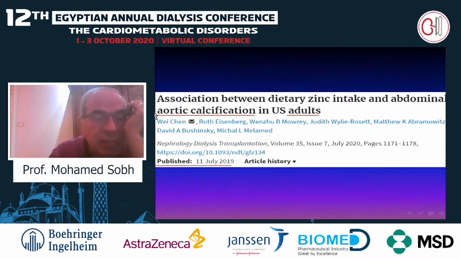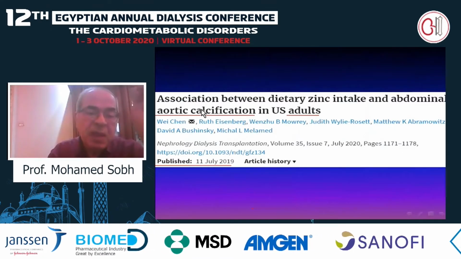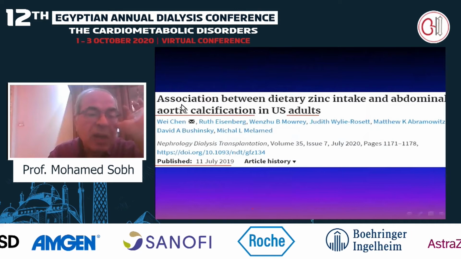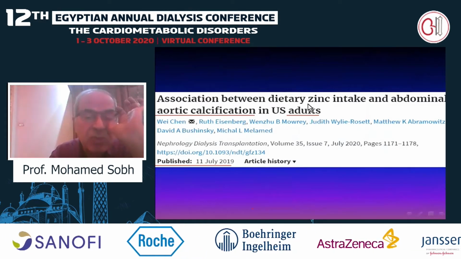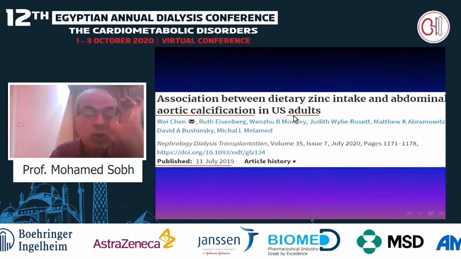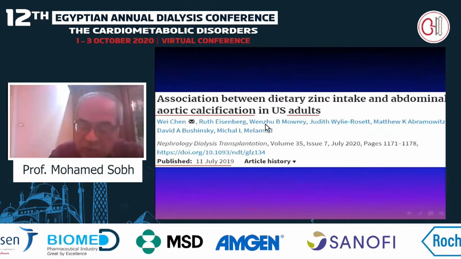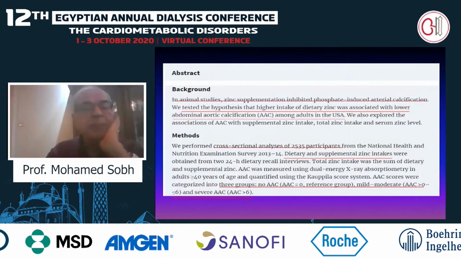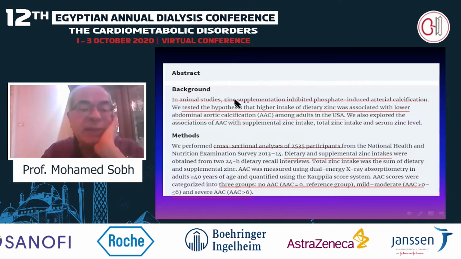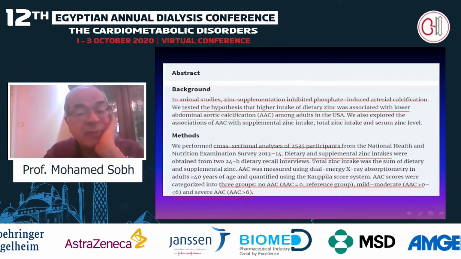Another interesting publication is the story of zinc and vascular calcification. This paper was published just last year, also a recent one. It studied the association between dietary zinc intake and abdominal aortic calcification in healthy adults, not CKD, but what applies in healthy adults mostly applies in uremic as well, as we are going to see now. Background: it has been reported before that in animal studies, zinc supplementation inhibited phosphate-induced arterial calcification.